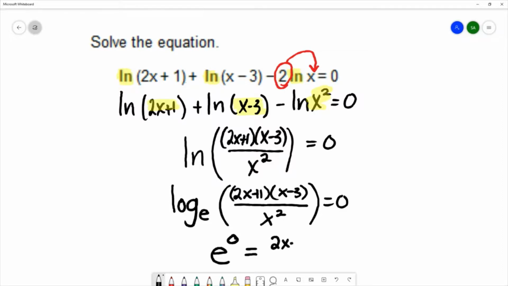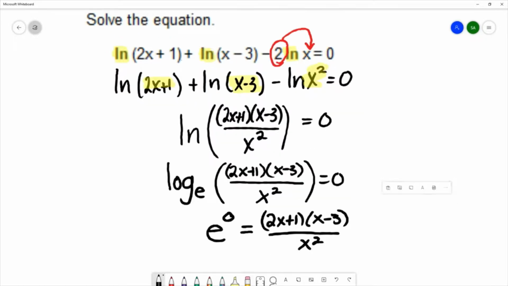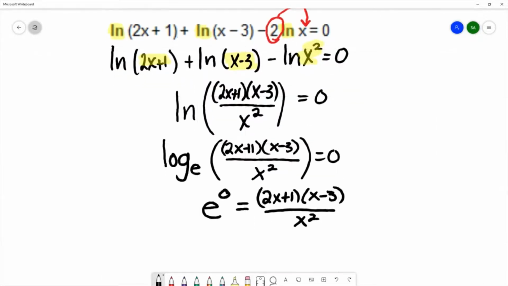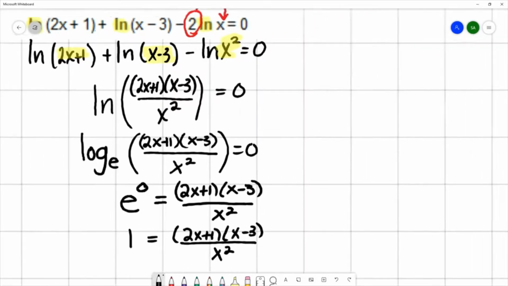That's 2x plus 1 times x minus 3 over x squared. Now that I've simplified, I'm going to write e to the 0 is the same thing as 1. And I now have a rational equation to solve. And with rational equations, I want to clear any fractions.